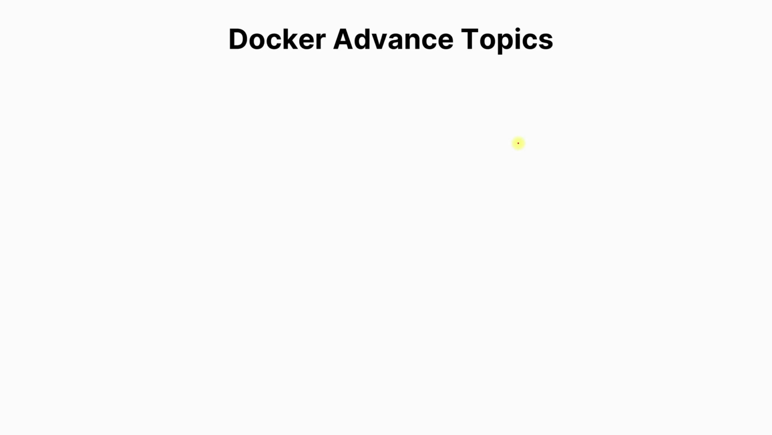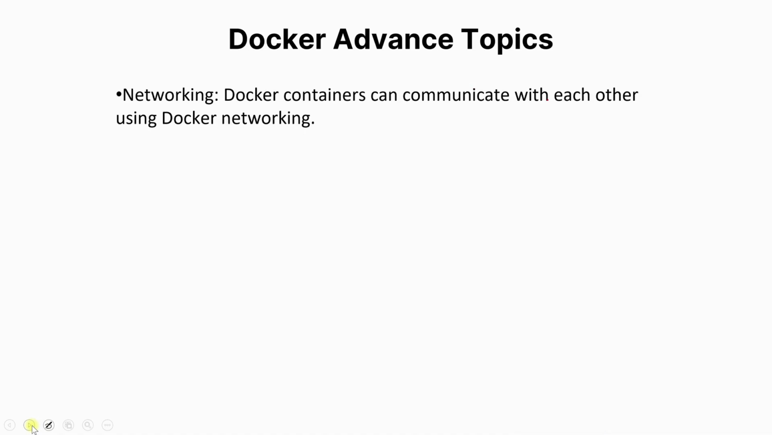Now it's time to understand some Docker advanced topics that you need to consider if you want to skill up in the Docker domain. The first topic is networking. Docker containers can communicate with each other using Docker networking, and we have three different modes to define how the containers will communicate, whether they are on the same host or on different hosts, or if they want to communicate with the host.